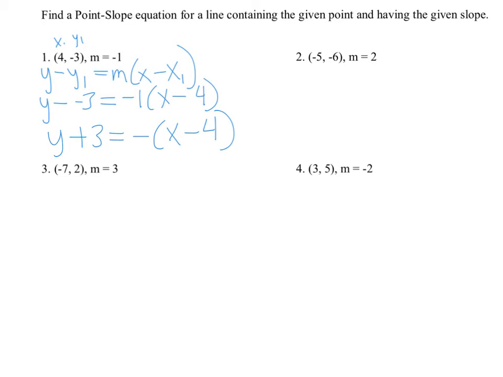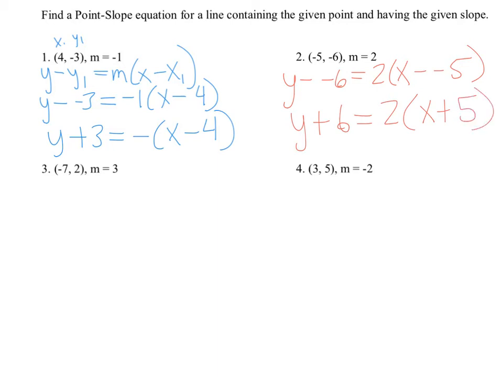Okay. For number 2, doing the same thing, just plugging in. So y minus negative 6 equals 2 times x minus negative 5. So again, I'm changing or simplifying the minus negatives. Going to simplify that to plus signs. So y plus 6 is equal to 2 times x plus 5.